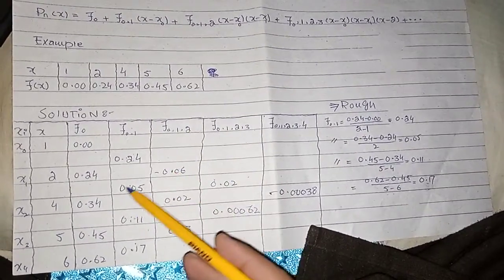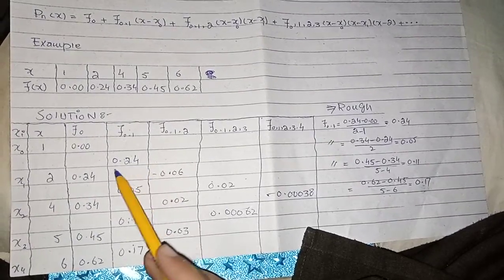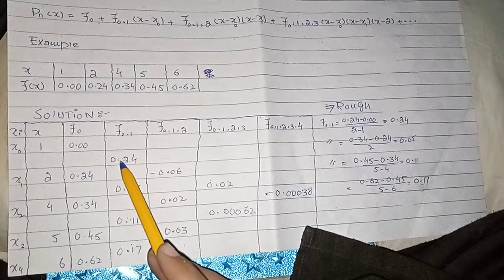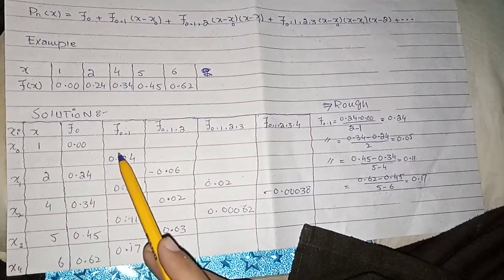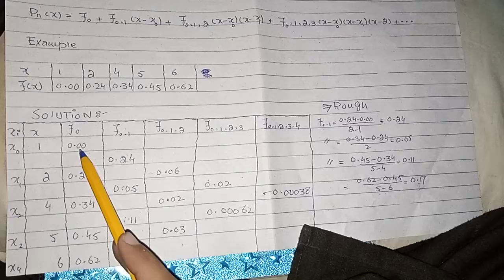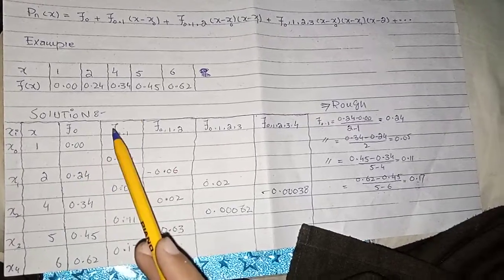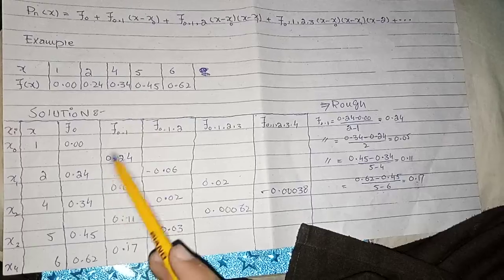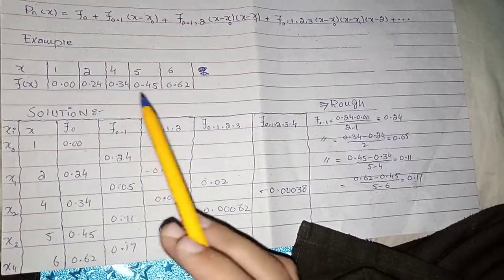So this is the solution, and I've made a tabular table for that. How did I get these values? You know that in Newton forward and Newton backward, we just subtract this from this. But now we can't do that. It is a little bit different from that.